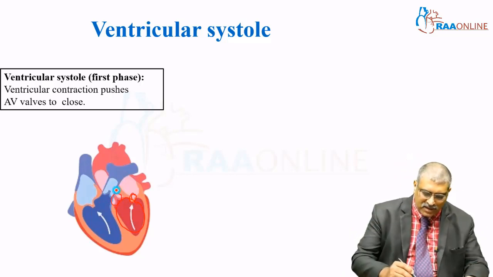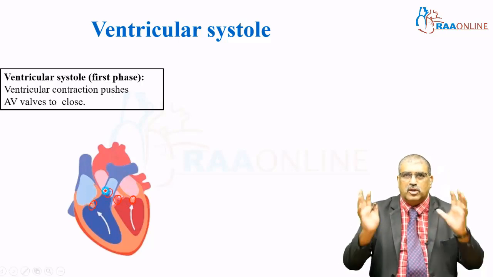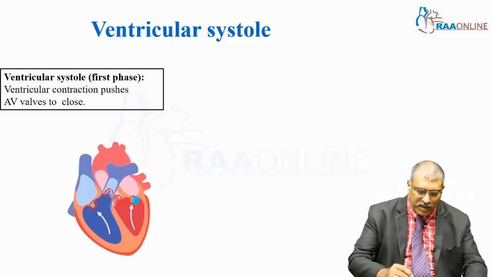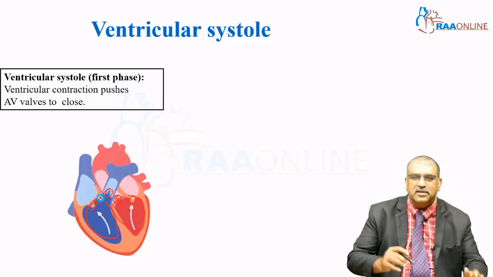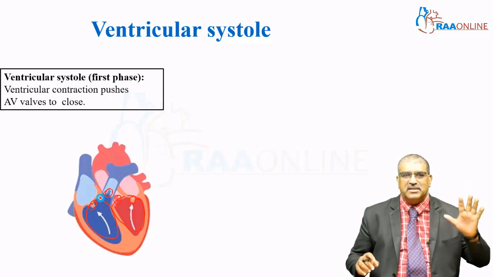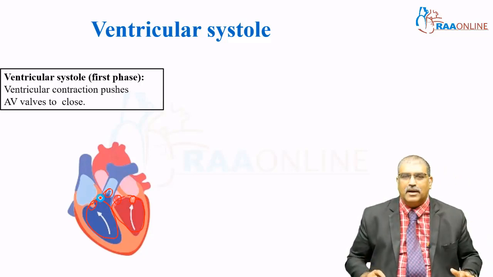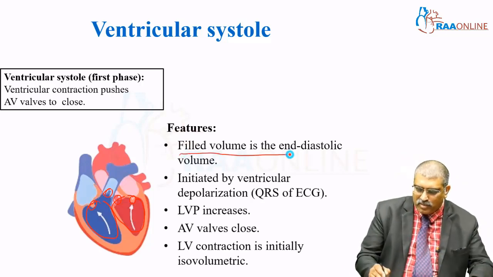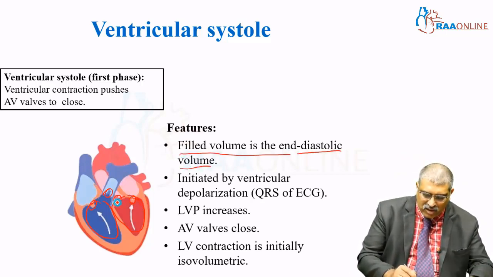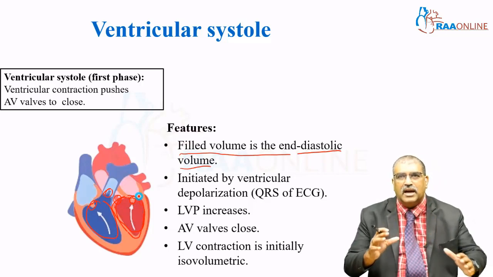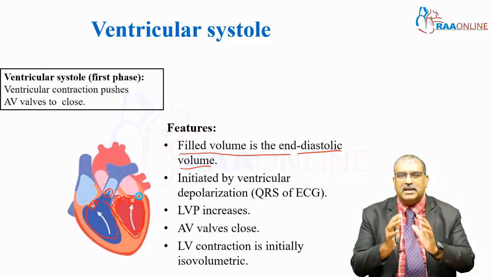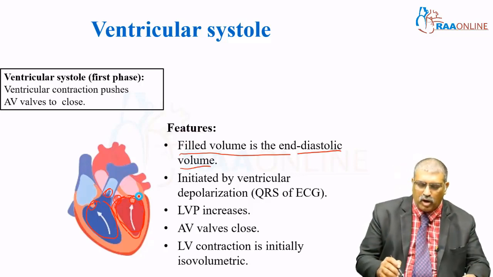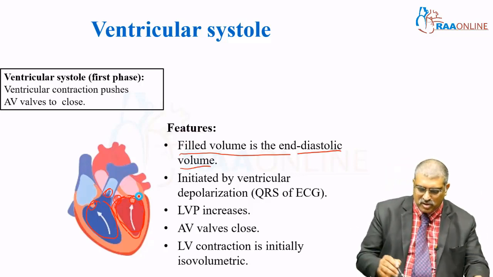So the initial part is your both AV valves, the mitral as well as the tricuspid, and the aortic as well as the pulmonary valves, all are closed. So the volume in the ventricle is going to be constant. That is very, very important. So the earliest phase is isovolumic contraction. The filled volume is called the end diastolic volume, because the systole is yet to start, and the amount which remains in the heart is called the end diastolic volume.